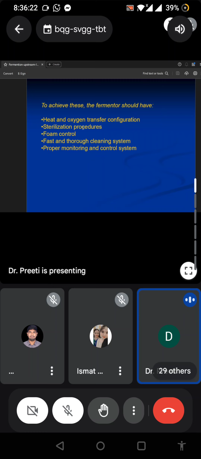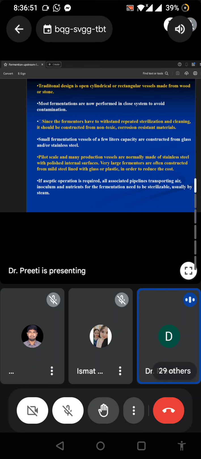Sterilization is important, because you will not be using an autoclave again to sterilize your media. There must be an in situ sterilization process, where sterilization is done within the fermenter. Foam control, and a fast and thorough cleaning system. Why will cleaning also be done here? Cleaning in place, CIP, because this is a large vessel, so it should be cleaned there itself. And other types of monitoring, etc., should be carefully done.